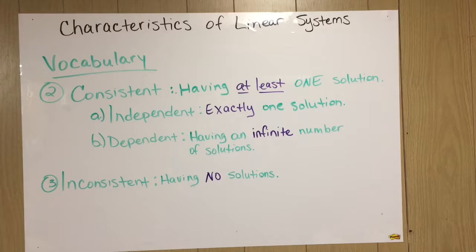All right, now we're going to take a look at characteristics of linear systems. So a couple of vocabulary words. Number 2, consistent, having at least one solution. Then we have to look at, is it an independent consistent, which means exactly one solution, or is it dependent, which means having an infinite number of solutions? Then if it's not a consistent set of linear equations, then it's inconsistent, meaning that it has no solutions.